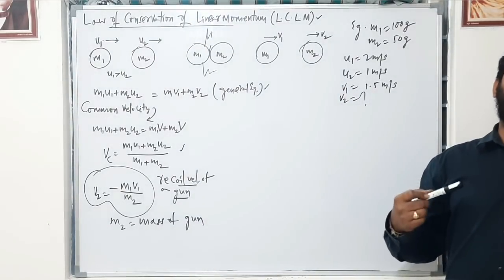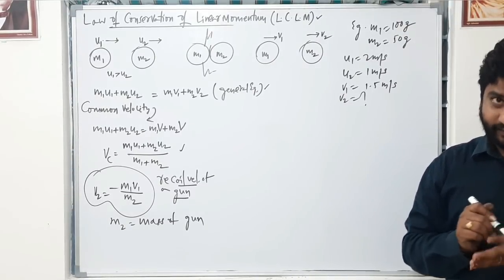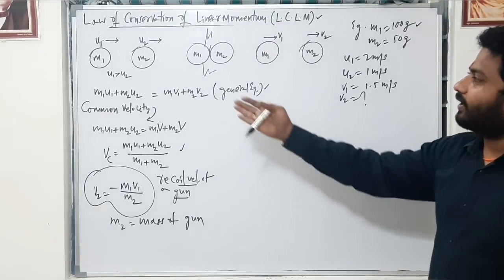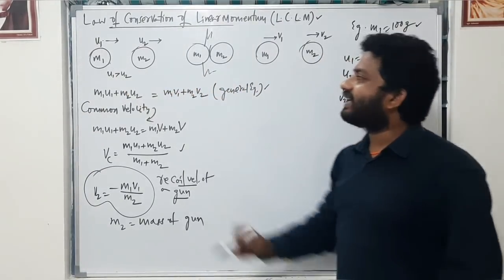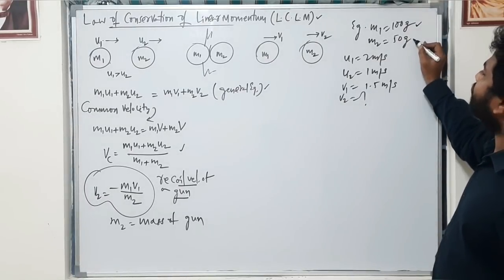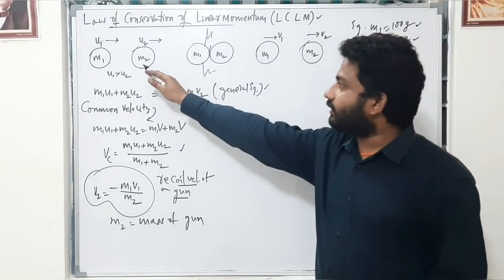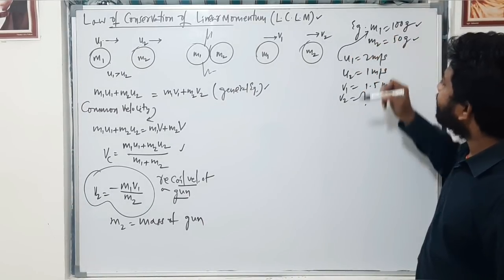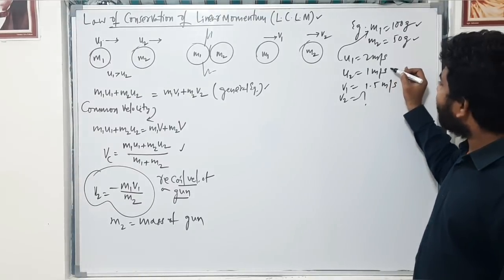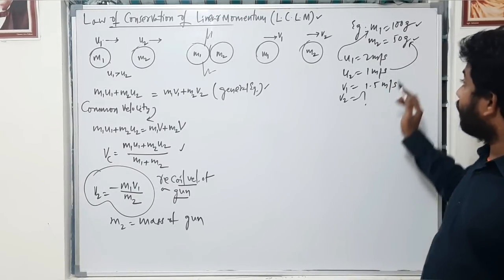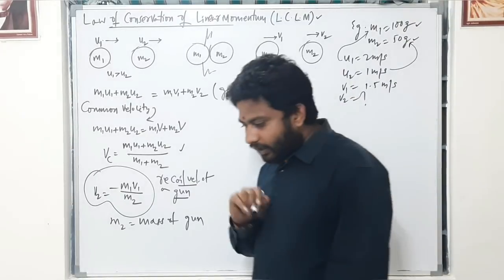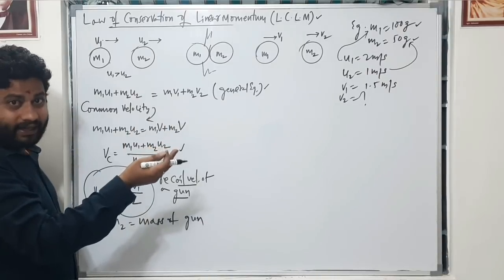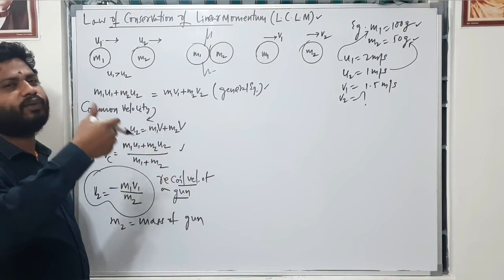This is the basic level of numerical we are discussing first, right? So what is the question? Mass of the first body is given as 100 grams, and you can see here, this is the first body of 100 grams, and the mass of the second body is 50 grams. See the situation. Initial velocity of the first body is 2 meters per second. Initial velocity of the second body is 1 meter per second. What I have told you, these two bodies need to collide. That is what the law of conservation of linear momentum tells.